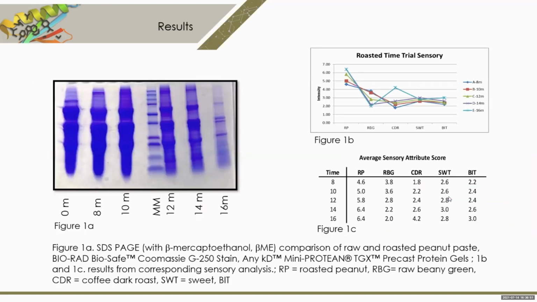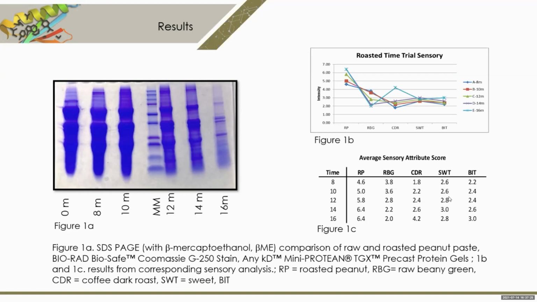First, to confirm the thermal breakdown of proteins in the defatted fraction, we performed gel electrophoresis on the roasting series. On the left-hand side, you see an image of this gel starting at the unroasted fraction, and then 8 minutes, 10 minutes, 12, 14, and 16 minutes. As visualized on the gel, as roasting time increases, the size of the bands decrease and resolution improves. We are also reporting the corresponding sensory data on this set of samples.